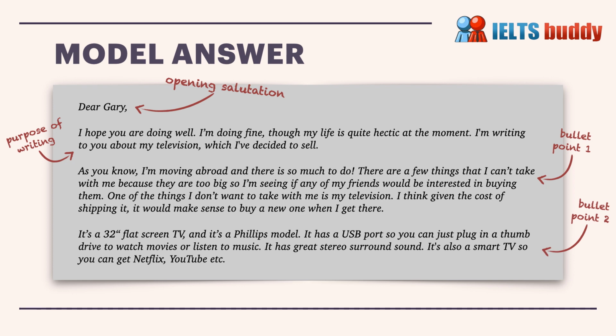And then the bullet point 2 is explaining the television. So here it explains how it works. It's a 32-inch flat screen Philips model, has a USB port. You can listen to music, has stereo sound surround. It's also a smart TV.